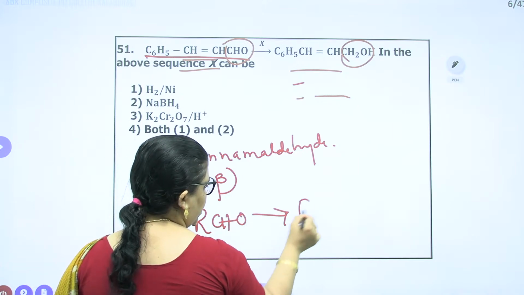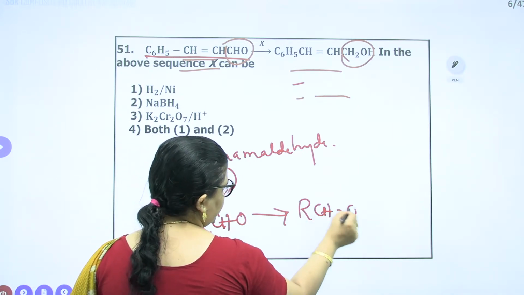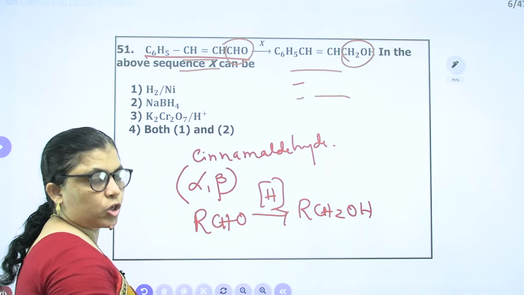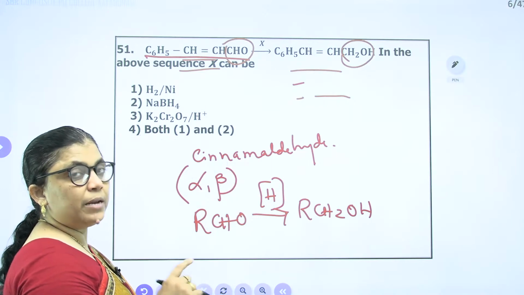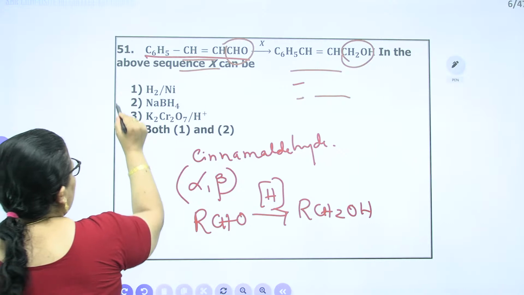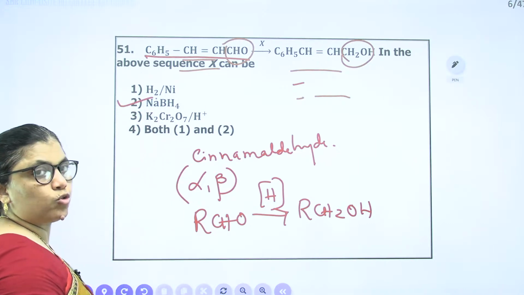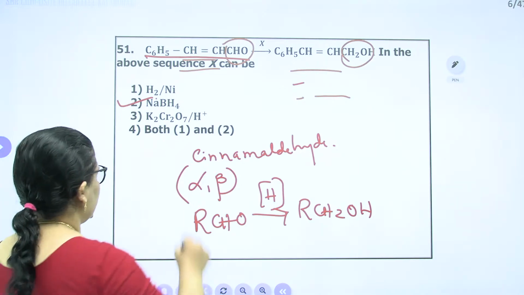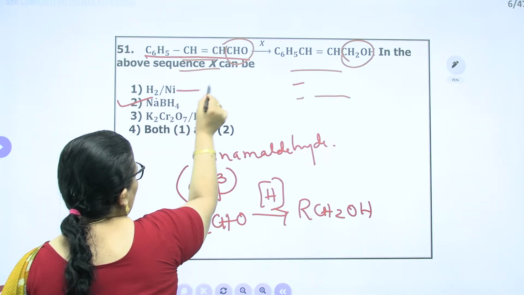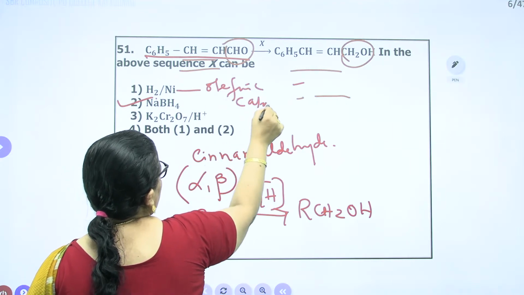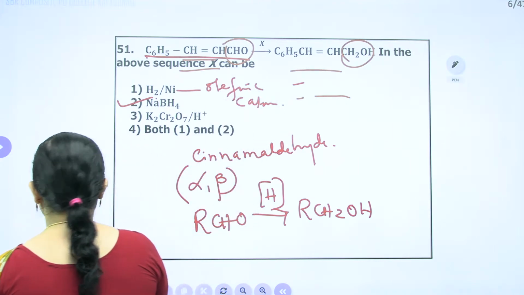Aldehyde can be converted into alcohol by reduction, and reduction can be done in presence of a reducing agent. The answer will be sodium borohydride. H2 and Ni can be used only for olefinic carbon atoms, so we cannot use them here.